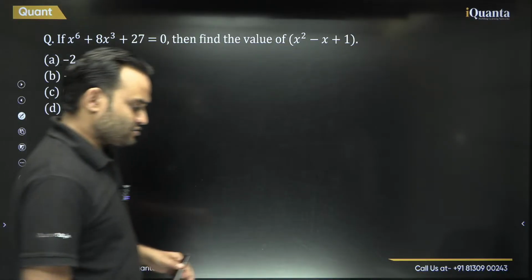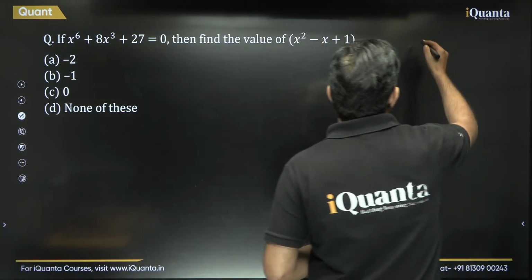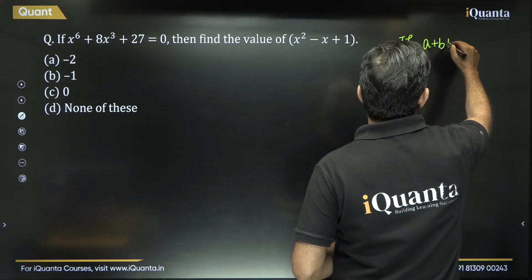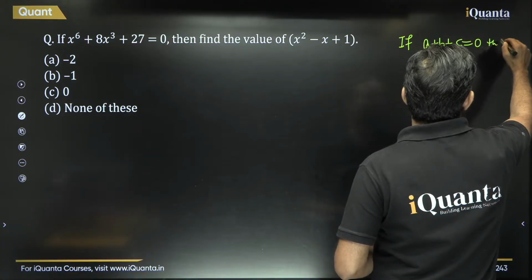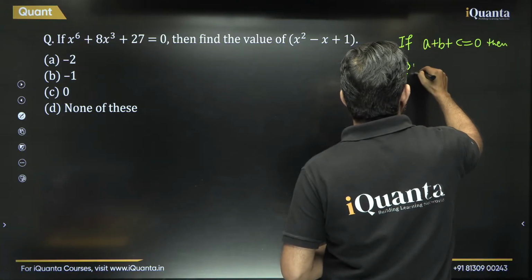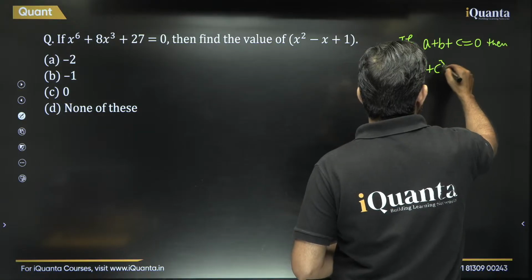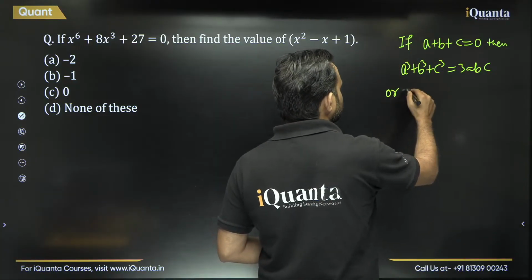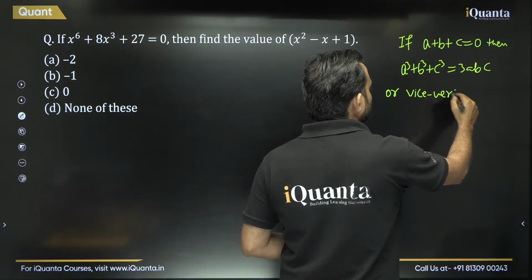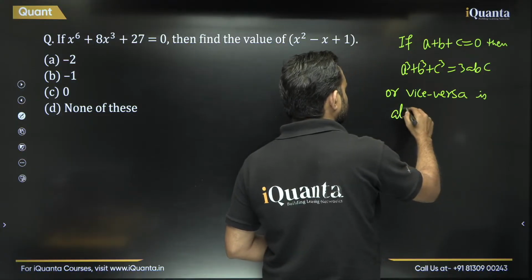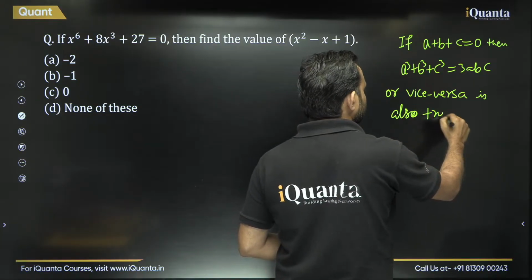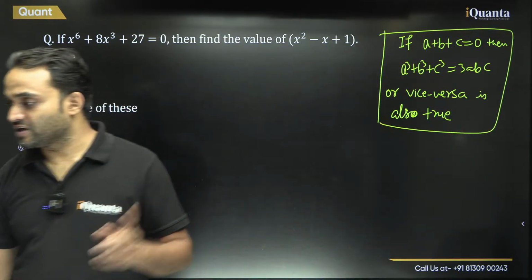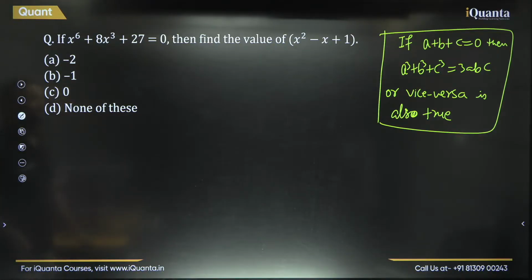Okay, this is not an easy question. One small hint for you guys: if a plus b plus c is equal to 0, then we say that a cubed plus b cubed plus c cubed is equal to 3abc, and vice versa is also true. So if anything clicks in your mind by saying this, that you can use it here and solve it, then it's great.